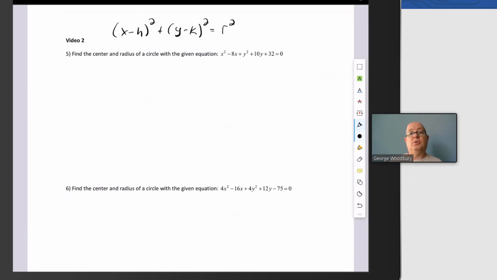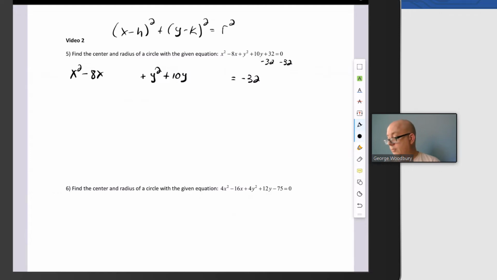The first thing that we need to do is subtract the constant to the other side of the equation so that we can group the terms containing x together, the terms containing y together, both on the same side, with the constant terms on the other side. So I'm going to rewrite that here: x squared minus 8x, and I'm going to leave a little space, plus y squared plus 10y, and I'm going to leave a little space so that we can add a number to complete the square, is equal to negative 32.